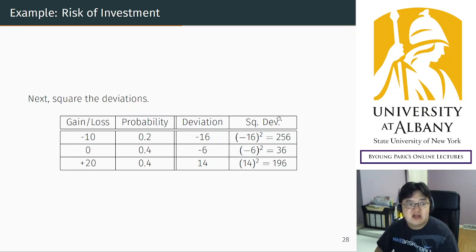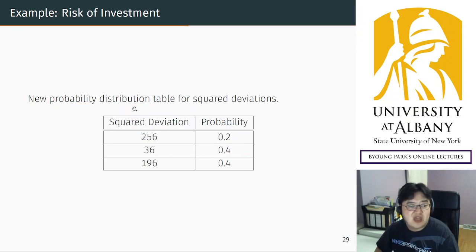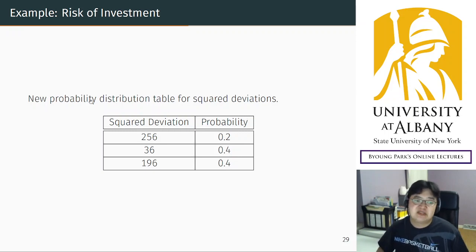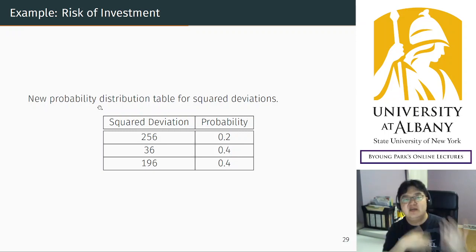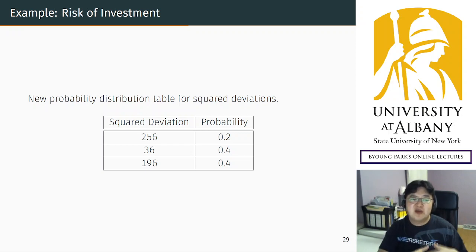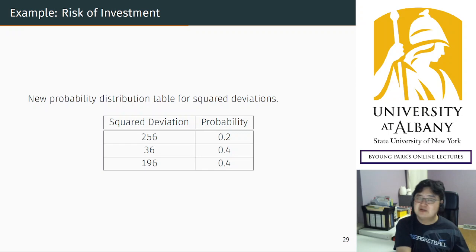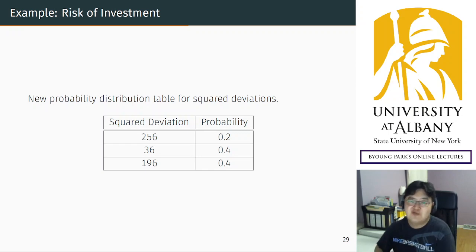And then the last step is that now you get a new probability distribution table for squared deviations. Remember, it was a kind of transformation. You transformed the gain and loss dollars into squared deviations. And now you are calculating the new random variable's mean, which will be the variance. So this is what you need. After transformation, you get these numbers and the probabilities do not change, right?